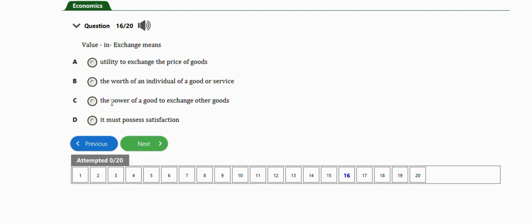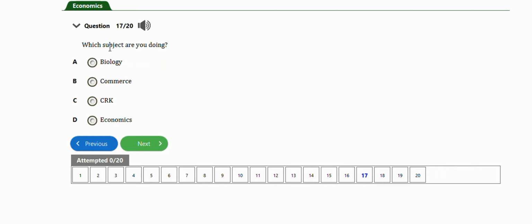It says value in exchange means utility to exchange, the price of goods, the worth of an individual of a good or service, the power of a good to exchange other goods. It must possess satisfaction. So guys, the right answer to this question is that value in exchange means the power of a good to exchange other goods, option C. Next question is this one.